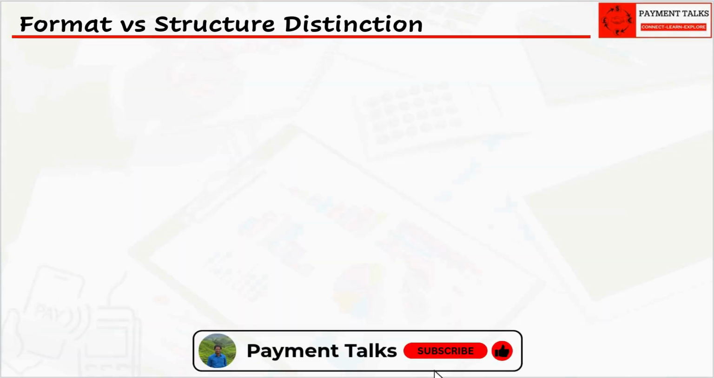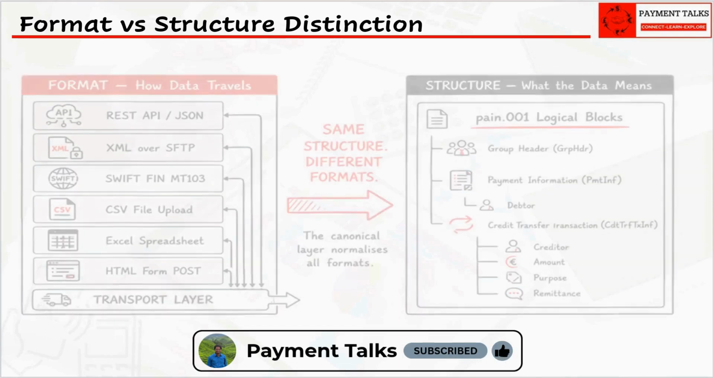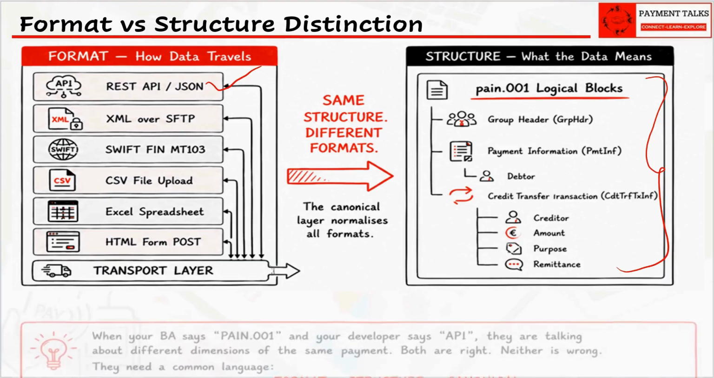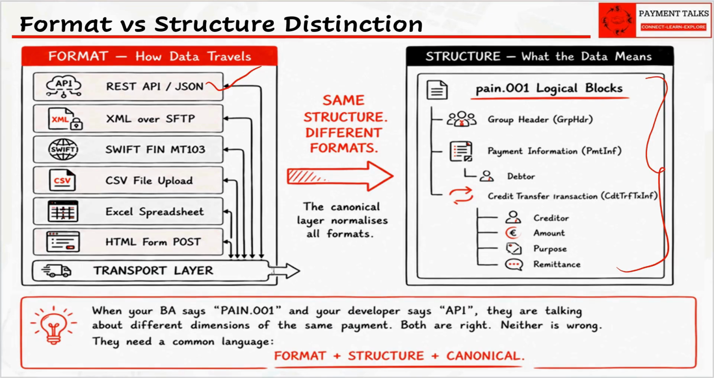Here is the resolution. We use REST API, that is the format. The payload is JSON, that is the encoding. The data is Pain.001 organized, that is the structure. Three words, three different dimensions, all simultaneously true. When the BA says Pain.001, they mean the structure. When the developer says API, they mean the format. Both correct. Now name it explicitly in your architecture documents from day one and watch months of confusion disappear.